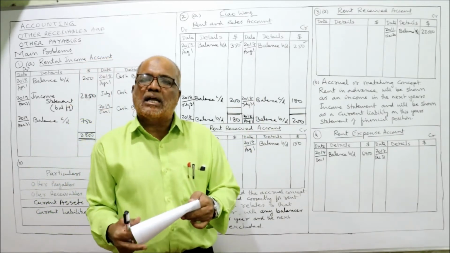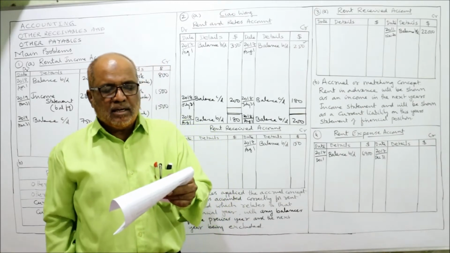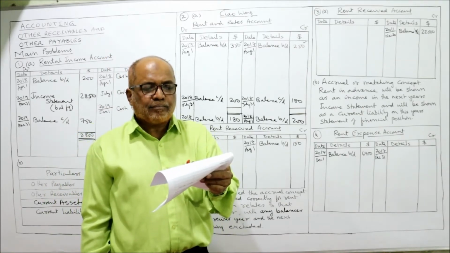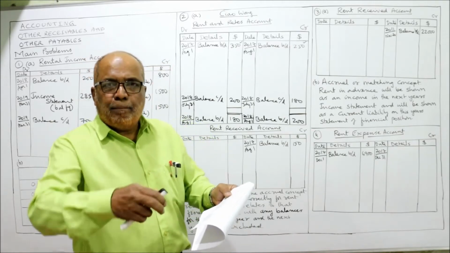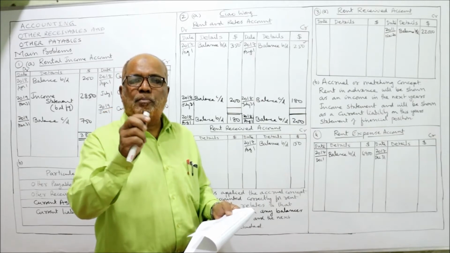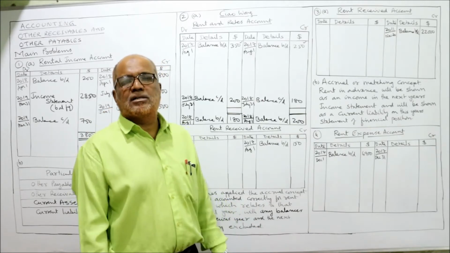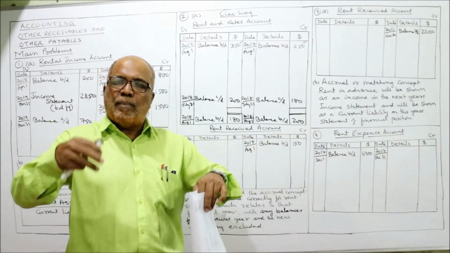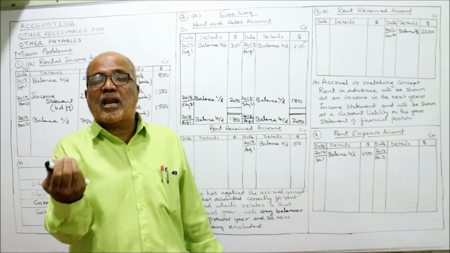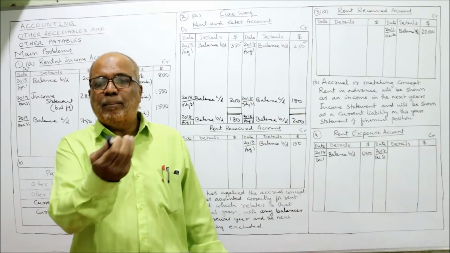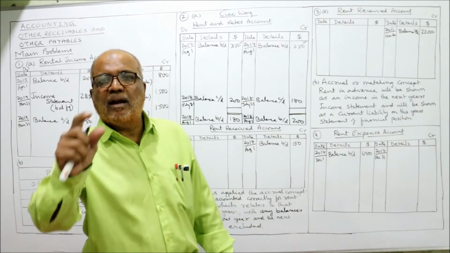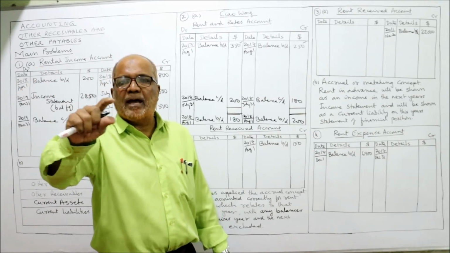Now we'll come to the transactions. During the year the following transactions took place. Rates are paid. When payment is made, the entry will be rent and rates debit, bank account credit. When we receive the amount, bank will be debited. When we pay the amount, bank will be credited. When bank is credited, rent and rates will be debited.